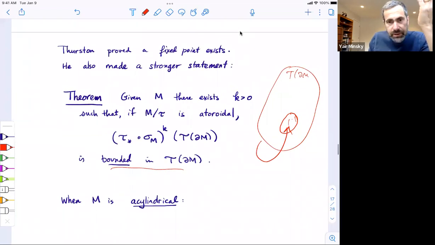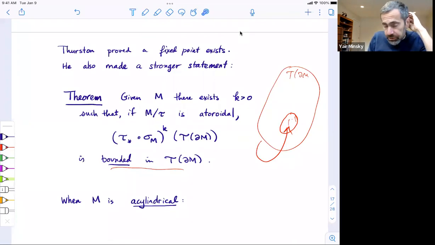Now, what's the history of this? Thurston gave the statement, but nobody actually knows the proof. We've talked to all the people who were there at the time, and nobody can remember a proof. All the proofs that were written down of the geometrization theorem show that a fixed point exists, but they do not show this stronger statement. So that's what I mean by a lost theorem of Thurston. I actually have no idea what his proof would have been.